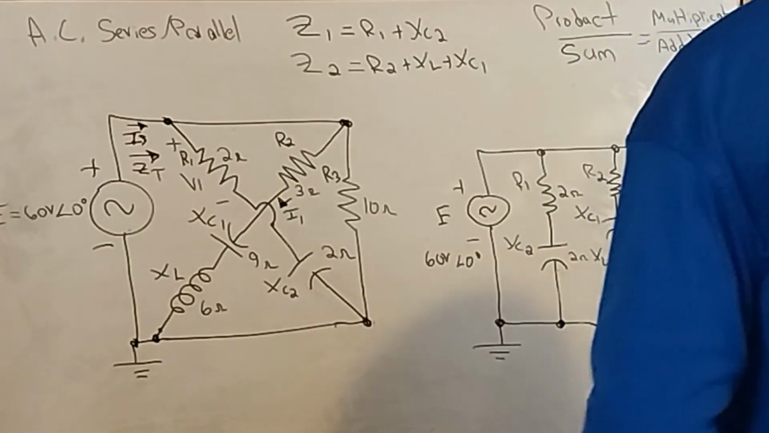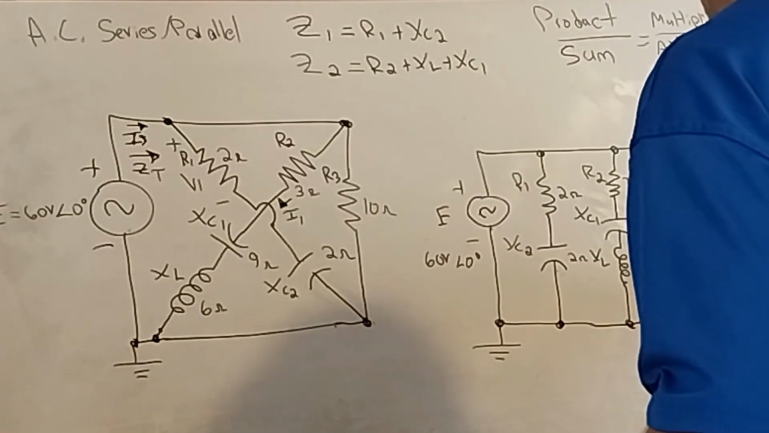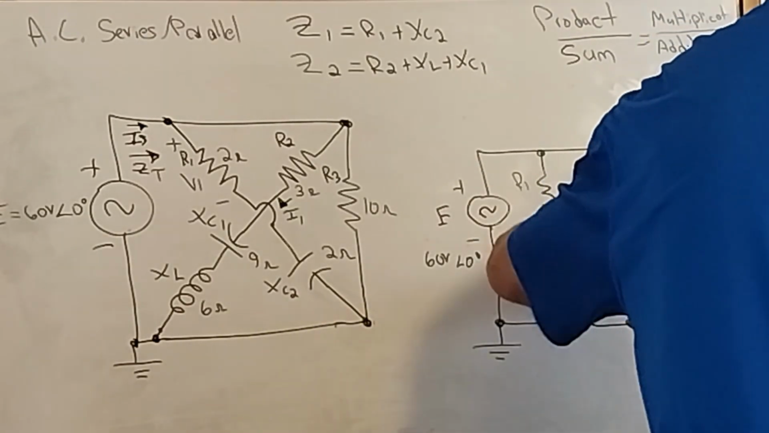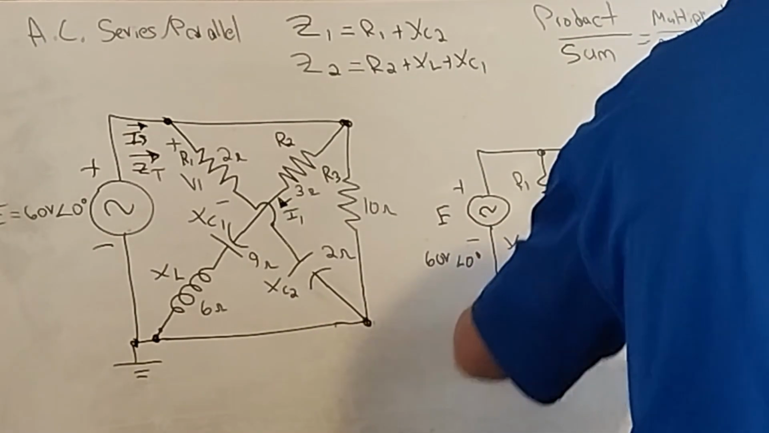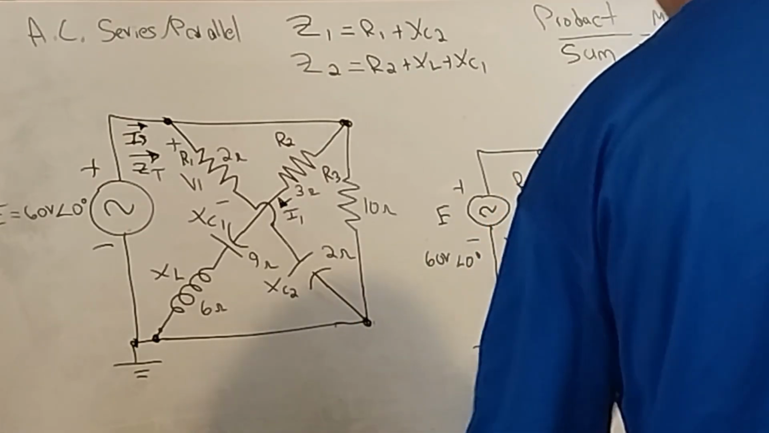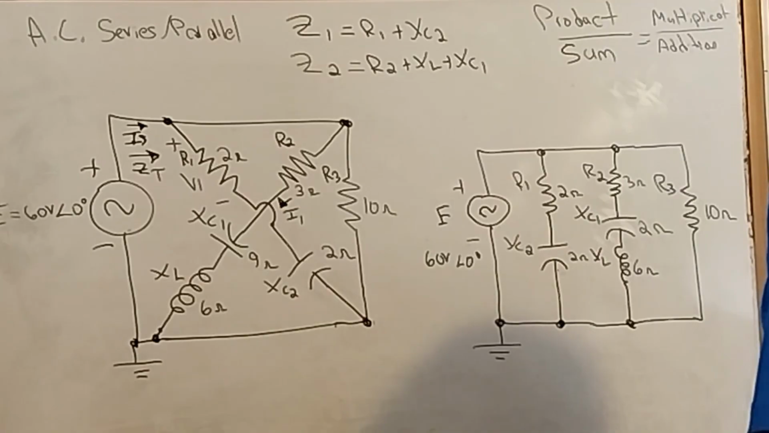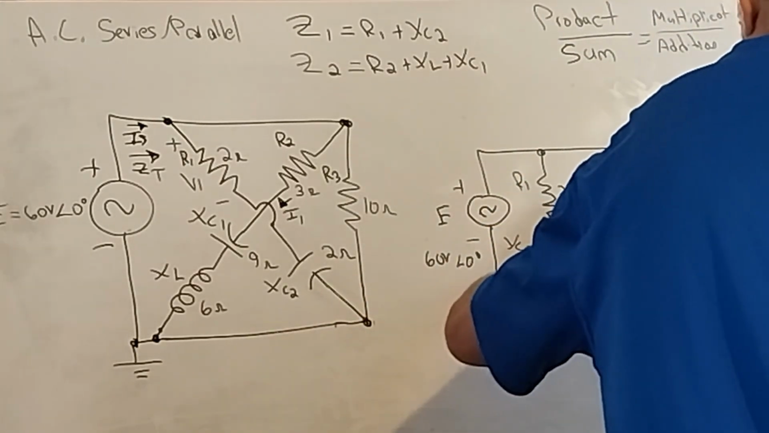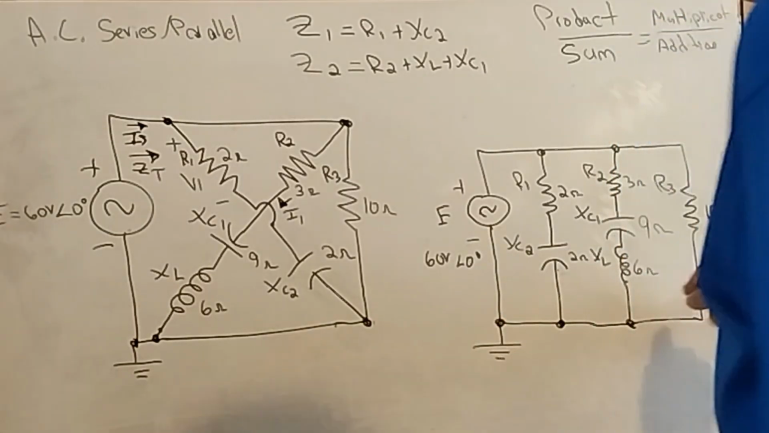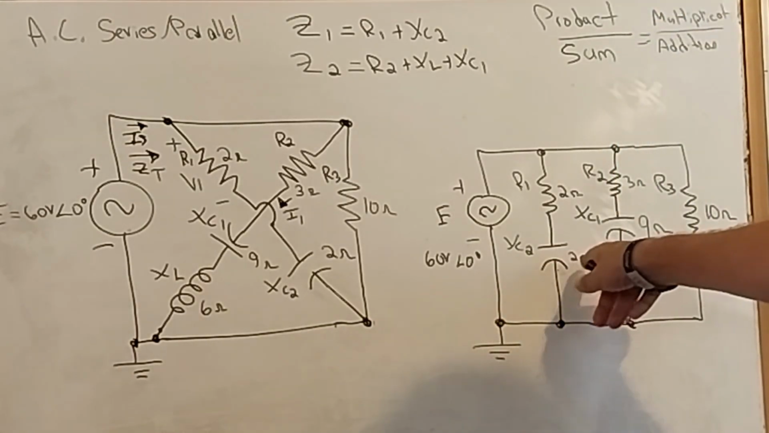Why do I have X of C2 written here? Not sure why that's there. That should, oh, X of C2, that's 2. I don't know why I wrote that. It should be just 2 ohms. There we go. X of C1, that's 9 ohms. All right, so now making sure we got everything consistent here.